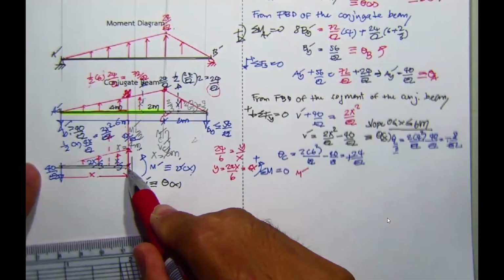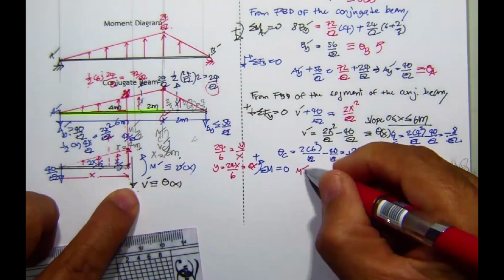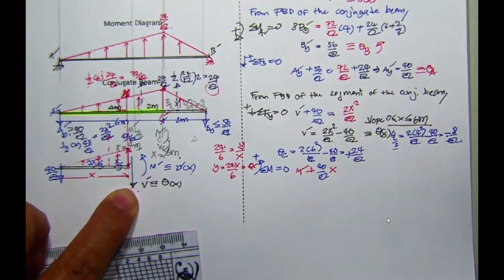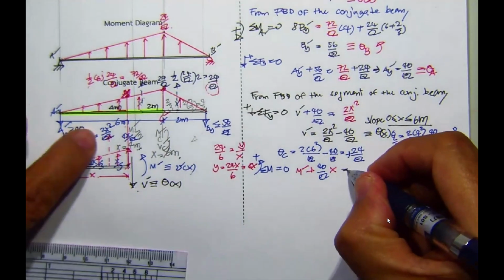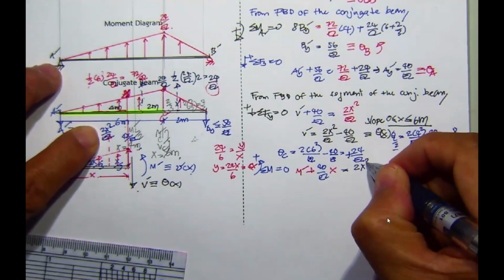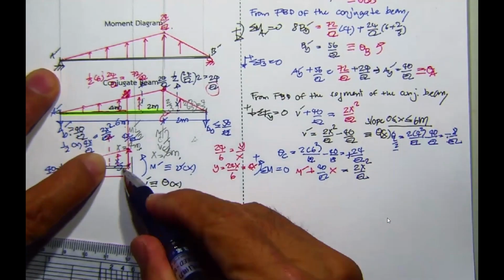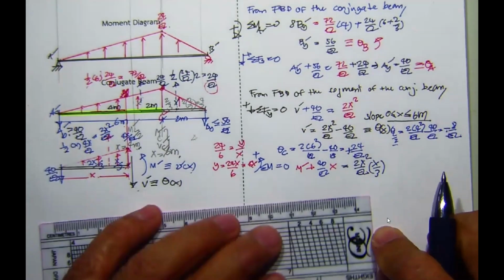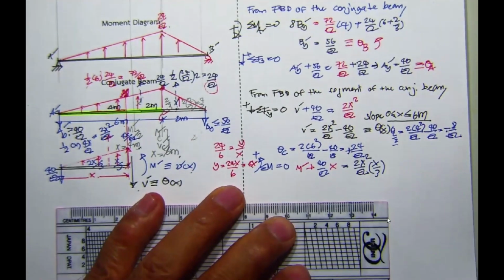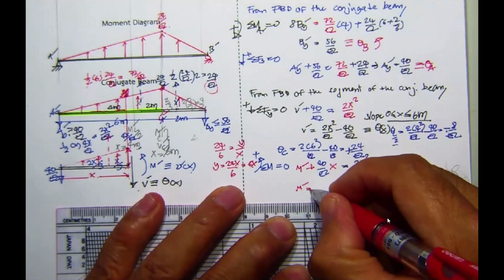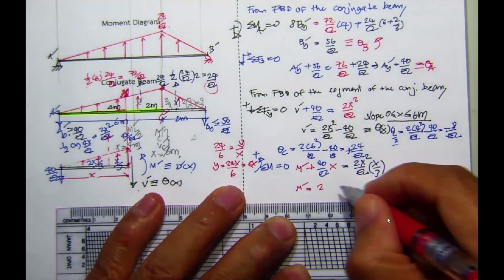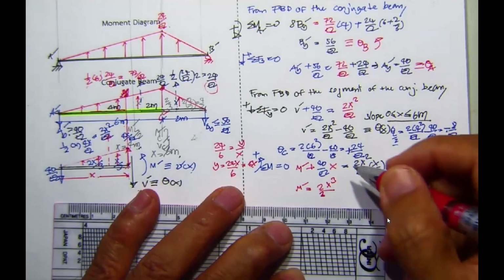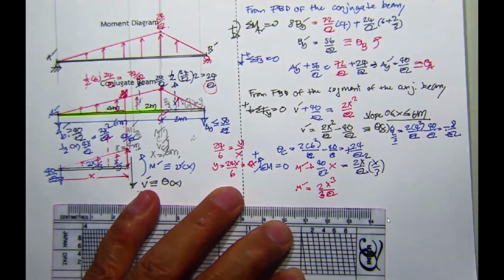And then you can see 40 over EI rotates in the same direction, plus 40 over EI times x. Then it's going to be equal to this one, 2x squared over EI times this one, x over 3. Okay, x over 3. Now, rewrite it. This M palm is going to be equal to 2x cubed over 3EI.